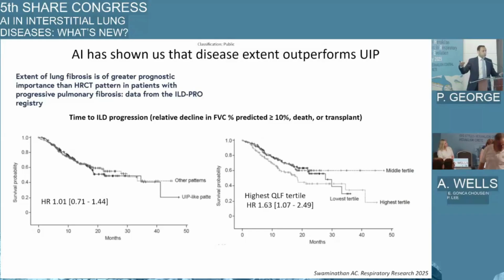And there have been another 2 papers I won't go into, one in Radiology from the CARE-PF Canadian registry showing the same, and Steve Humphries' DTA data from National Jewish. So 4 studies in a year showing us that disease extent outperforms UIP.